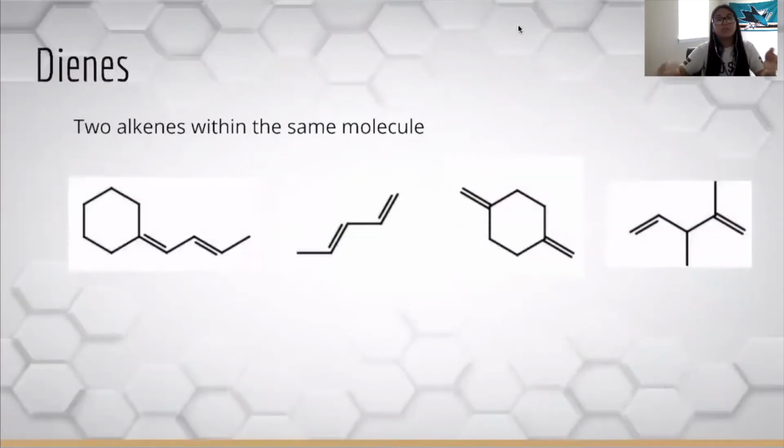Next, we learned the concept of dienes. Dienes are structures that have 2 alkenes within the same molecule. What I provided right here are just a bunch of different structures with 2 double bonds. Right now, we're not concerned with where they are, but if there are 2 double bonds in the structure, then it is considered a diene. These are a bunch of different dienes.